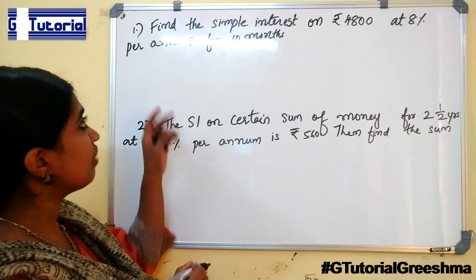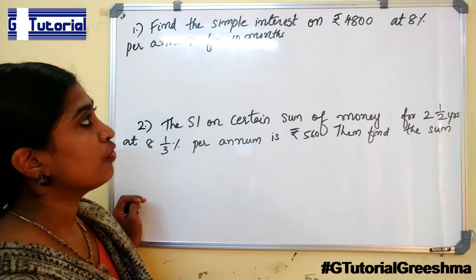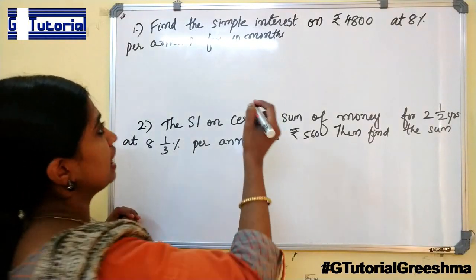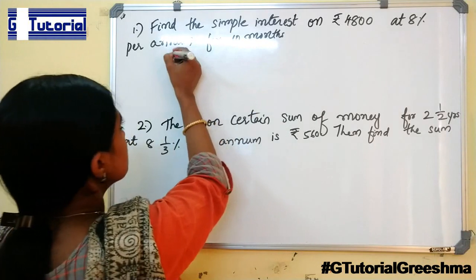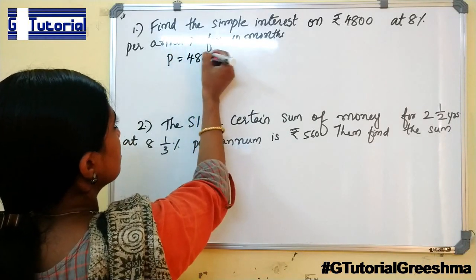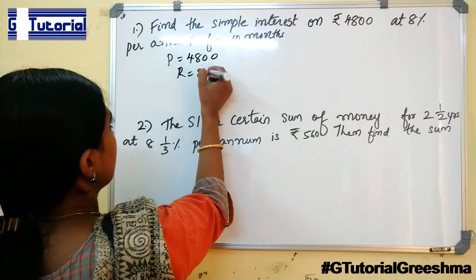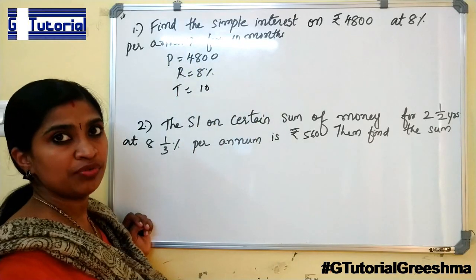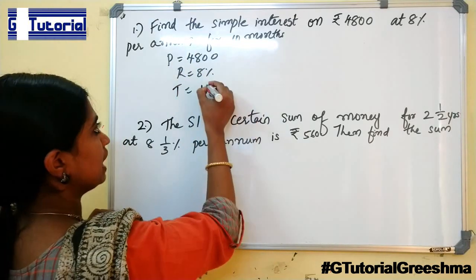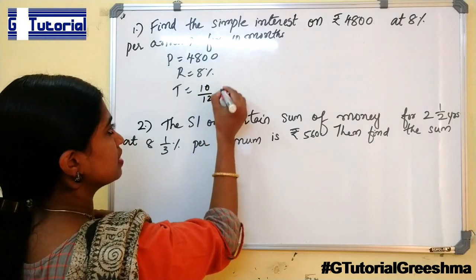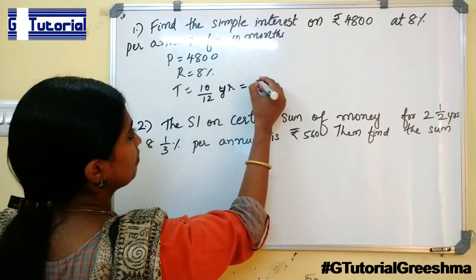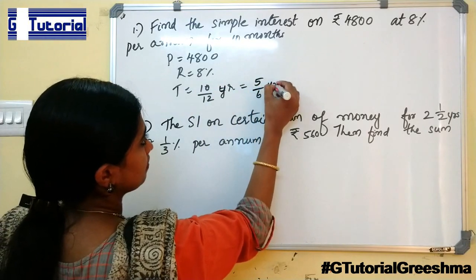This is the first question. Find the simple interest on rupees 4,800 at 8% per annum for 10 months. Here we are given principal as 4,800, rate is 8%, and the time is given in terms of months, so we have to convert it into years. So 10 months is 10 by 12 years, which we can divide by 2, so 5 by 6 year.